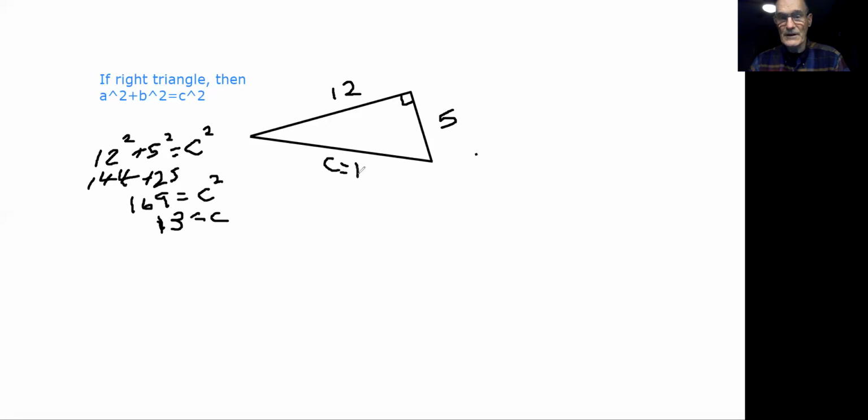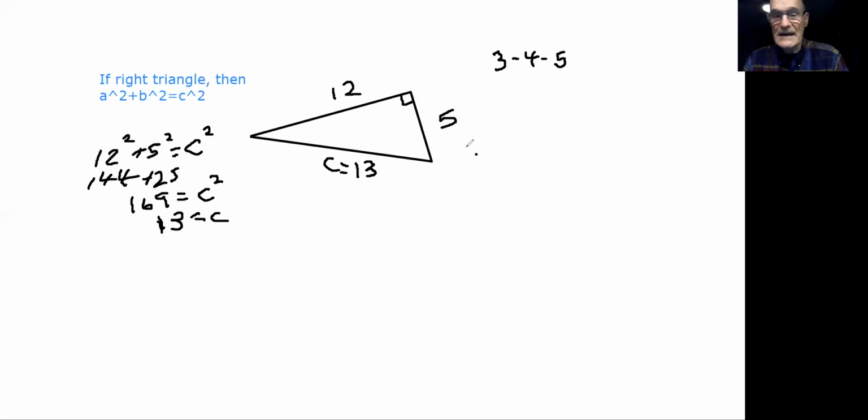Now 5, 12, 13 is the second most prevalent Pythagorean triple. The first one being the 3, 4, 5, because 3 squared is 9, 4 squared is 16. You add them together, you get 25, which is the square of 5.